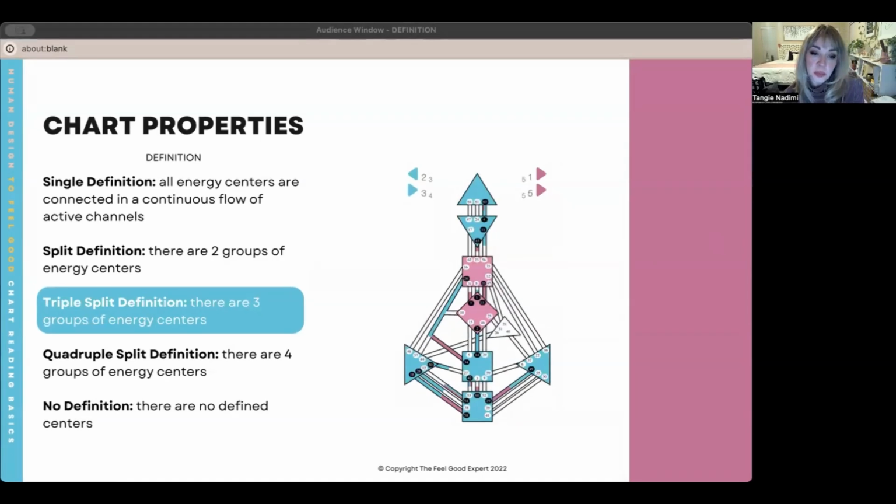The next is a triple split definition, meaning there are 3 groups of energy centers. So I'm going to point out those 3 groups in this chart. Starting with the solar plexus, we go down to the root and then over to the spleen.